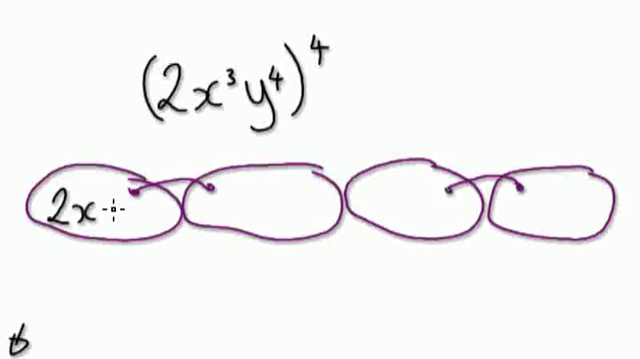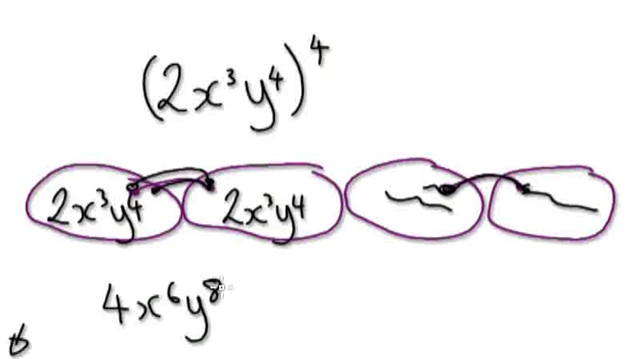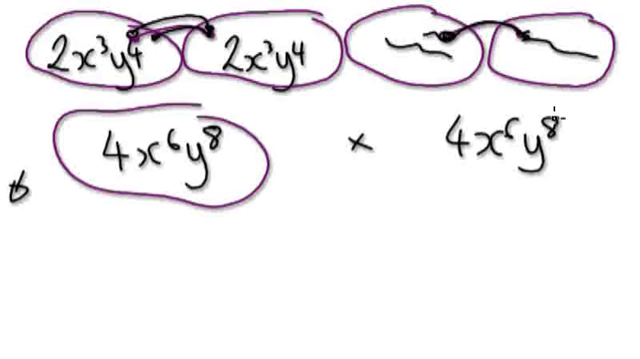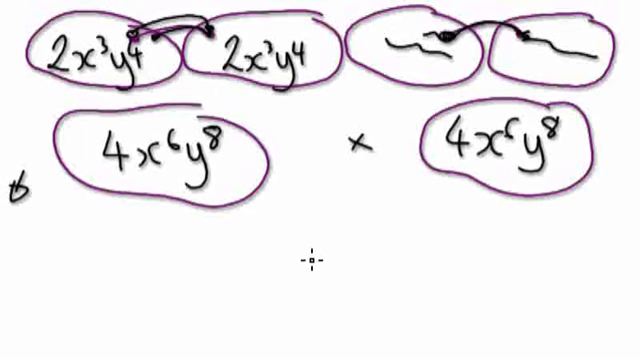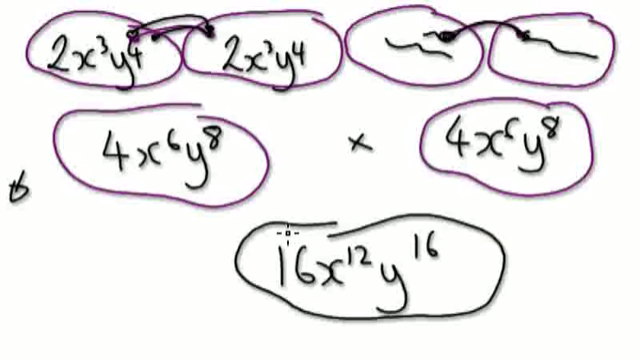Okay, so to do this, visualize it as this. 2x to the power 3, y to the power 4. Because I know these two will be the same as these two. Well, you can put anything in there. So now, this times this would be 4x to the power 6, y to the power 8, times, well, it's going to be the same, y to the power 8. Okay, so now it's just getting this, multiply it with this. So it will be 4 times 4, 16, and then x to the power 12, y to the power 16. Okay, so this will be your final answer.